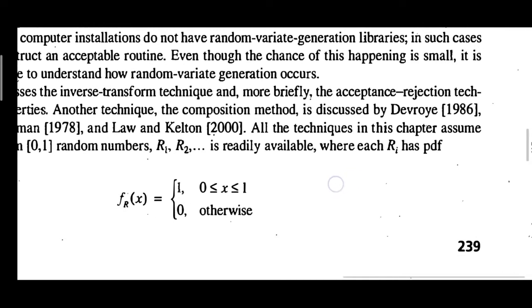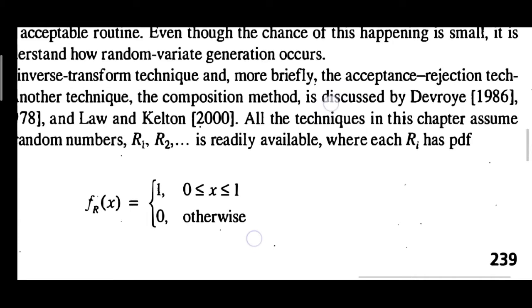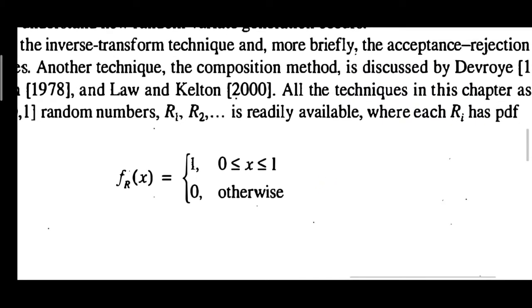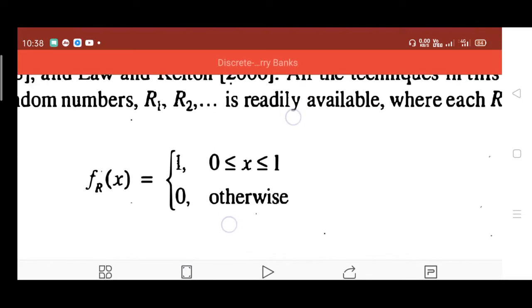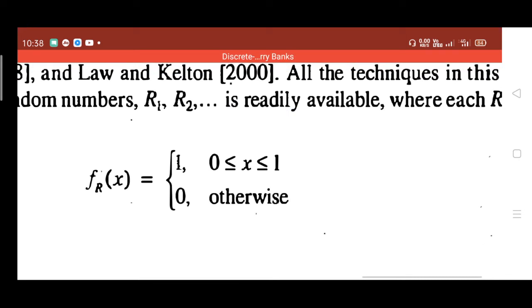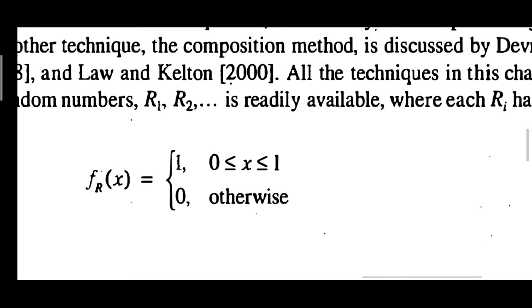The PDF or probability distribution function f of r, or f of x, should be in the range of 1 and 0. As you can see, the function value will be 1 if the value of x ranges between 0 and 1, otherwise it will remain 0. It cannot be considered as a random number. Your random number will not be having negative values. We are strictly taking it in between 0 and 1. Then the function value will remain 1, otherwise it will become 0.